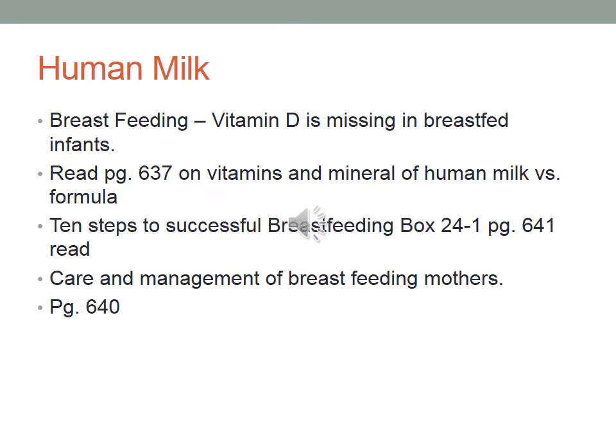Breastfeeding. Vitamin D is missing in breastfed infants. Read page 637 on vitamins and minerals of human milk versus formula. 10 Steps to Successful Breastfeeding, Box 24-1, page 641. Please read this information. Care and Management of Breastfeeding Mothers, page 640 in your textbook. Please be aware of this information on these specific pages.